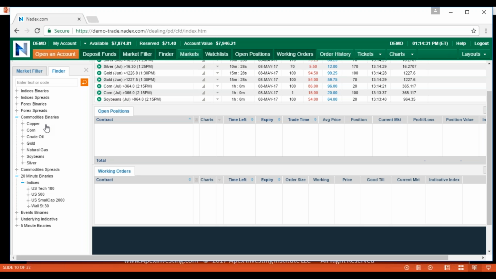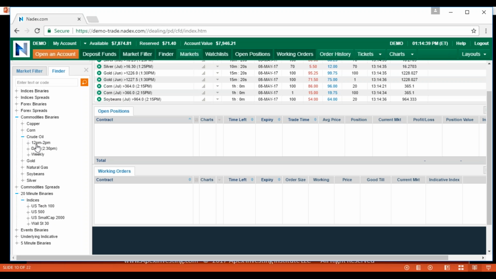Copper, corn, oil, gold, natural gas, soybeans, silver, commodities. And even there, for example, we open crude oil. Again, throughout the day, you've got your 2-hour binaries, you've got the dailies, and you've got the weeklies. There's not 20-minute binaries offered on commodities, so they're only offered on the 4 U.S. stock indices. But again, we've got shorter term, end of day, and weekly.